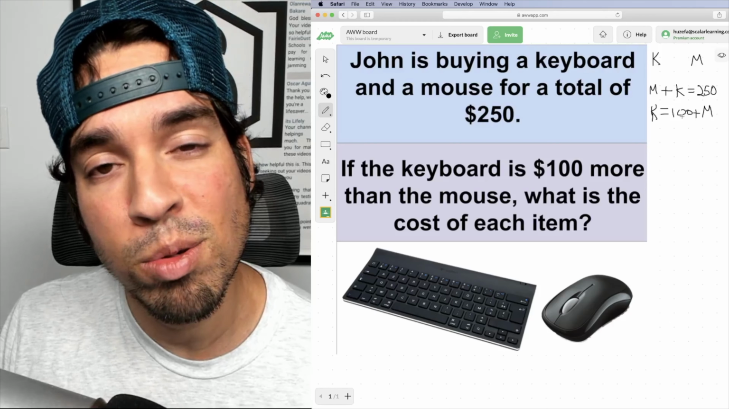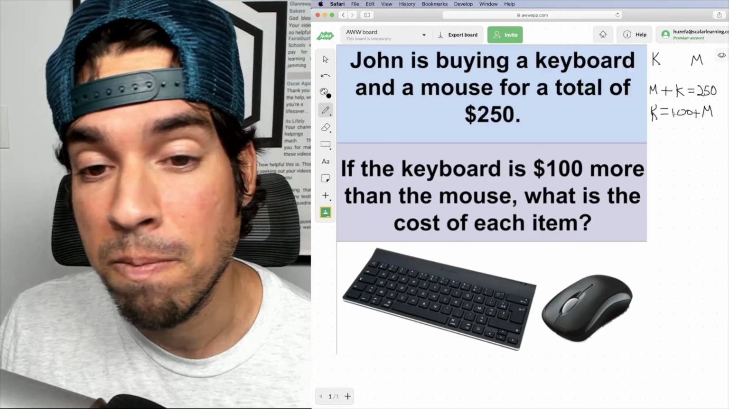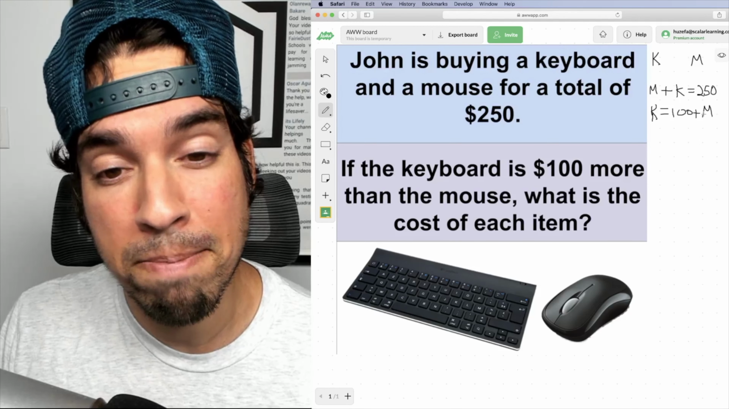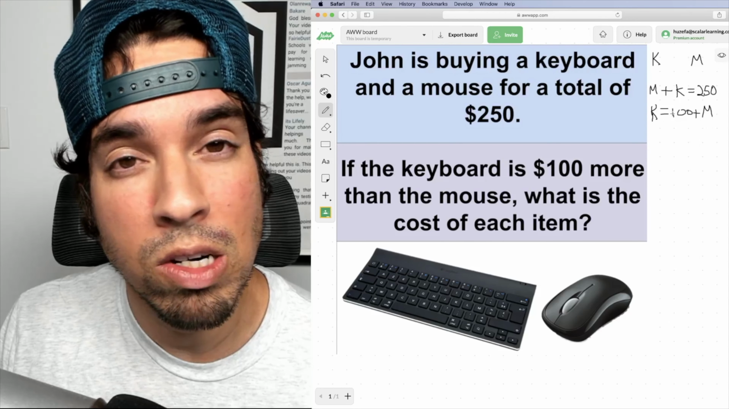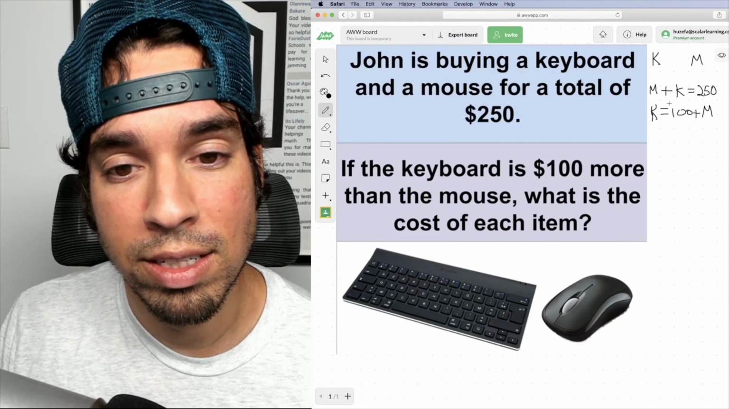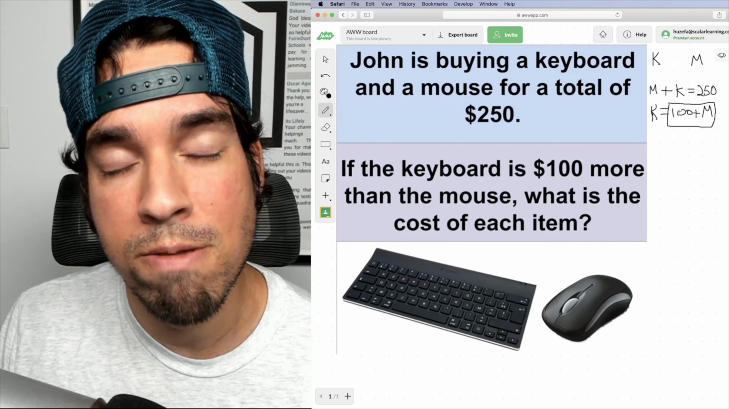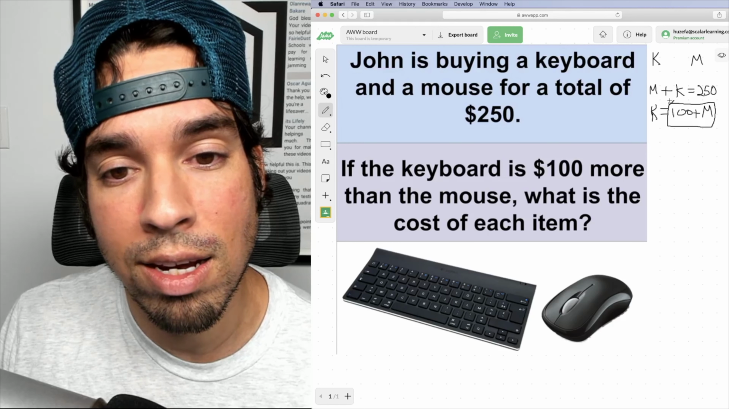Now sometimes people might think, oh, this is $100 more, the 100 goes on that side. It's the other way around. So it's $100 plus the price of the mouse equals the keyboard. Now we can do something pretty cool. We can do something called substitution. So I see that K, or keyboard, equals 100 plus the price of the mouse, and I can substitute this in for the K in that top equation.